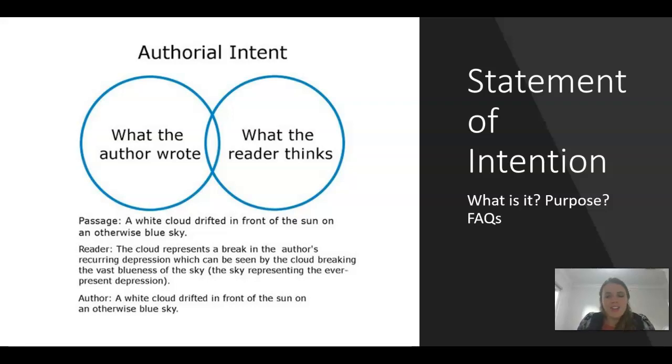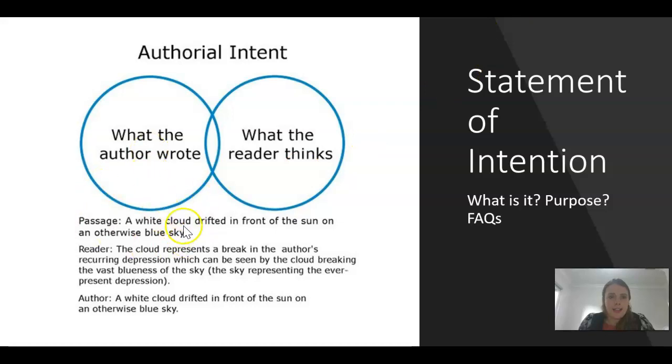Hi everyone. So part of your creative assessment is that you need to include a statement of intention. So you need to include a paragraph of 200 to 400 words where you are explaining the choices that you made in your piece of writing. So what you're doing is you're saying, this is what I wrote and this is why I wrote it. This is what I want the reader to think or feel as a result.